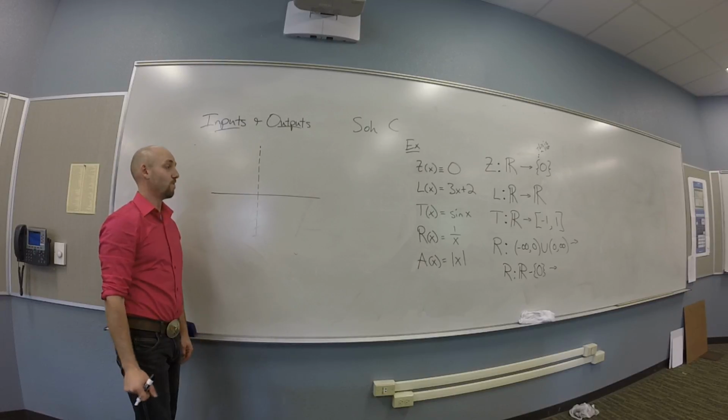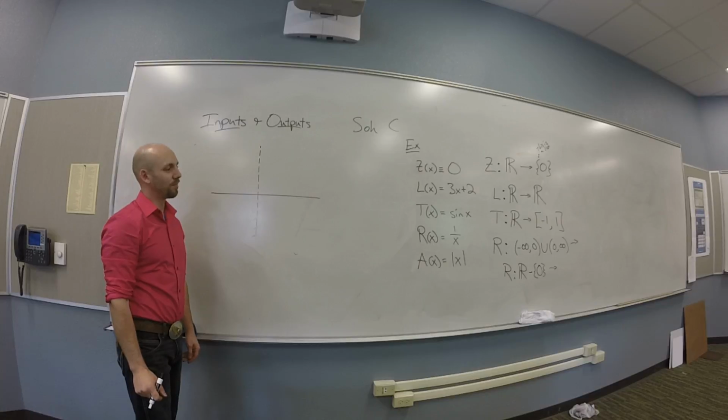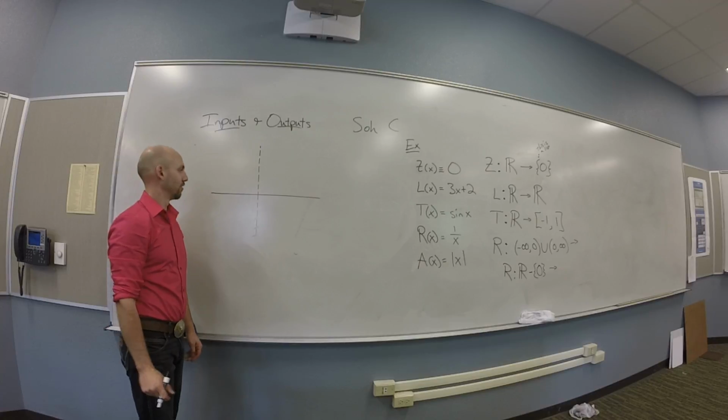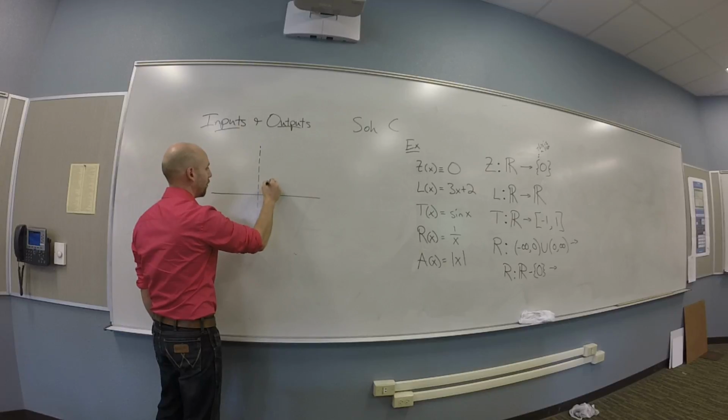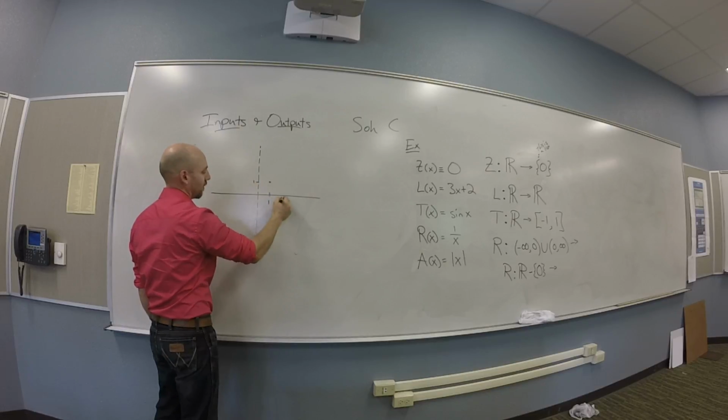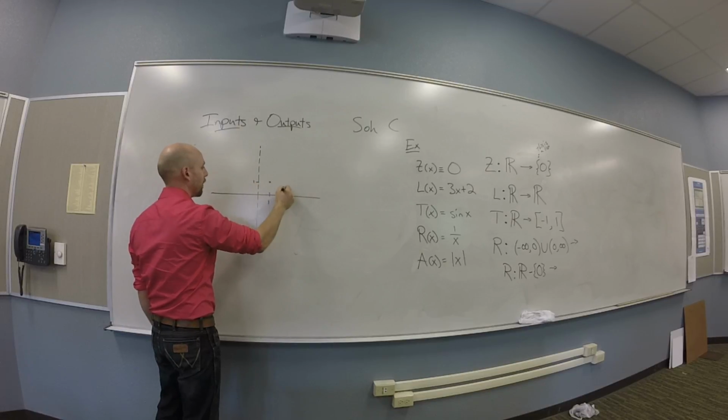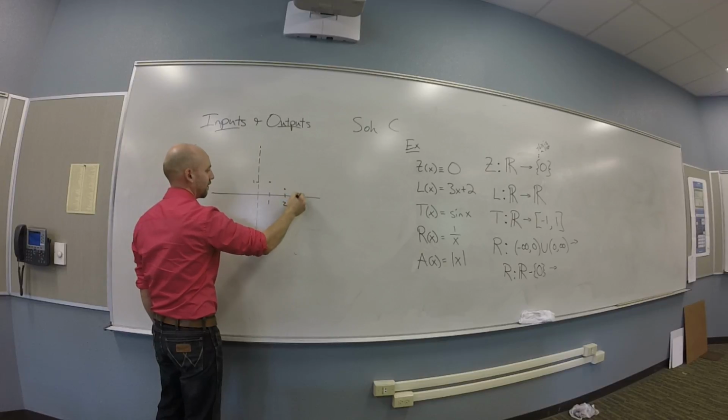Okay, now, how do you plot a new function? You just plug it in and see what your output gets. So if you plug in 1, you get 1. If I go over 1, I should go up 1. If I go over 2, I'll go up a half. If I go over 3, I'll go up a third.